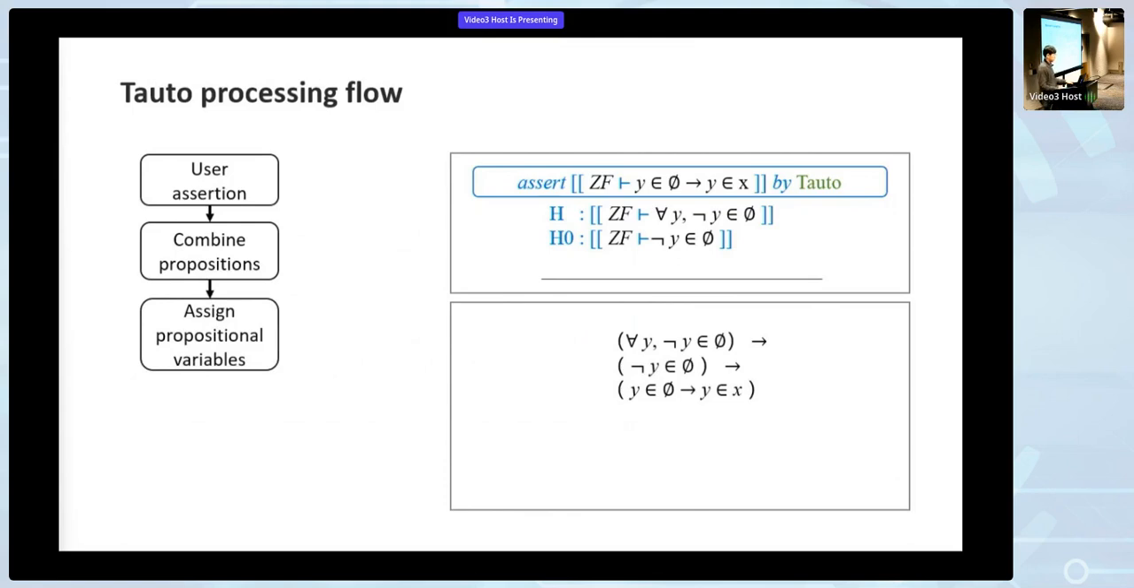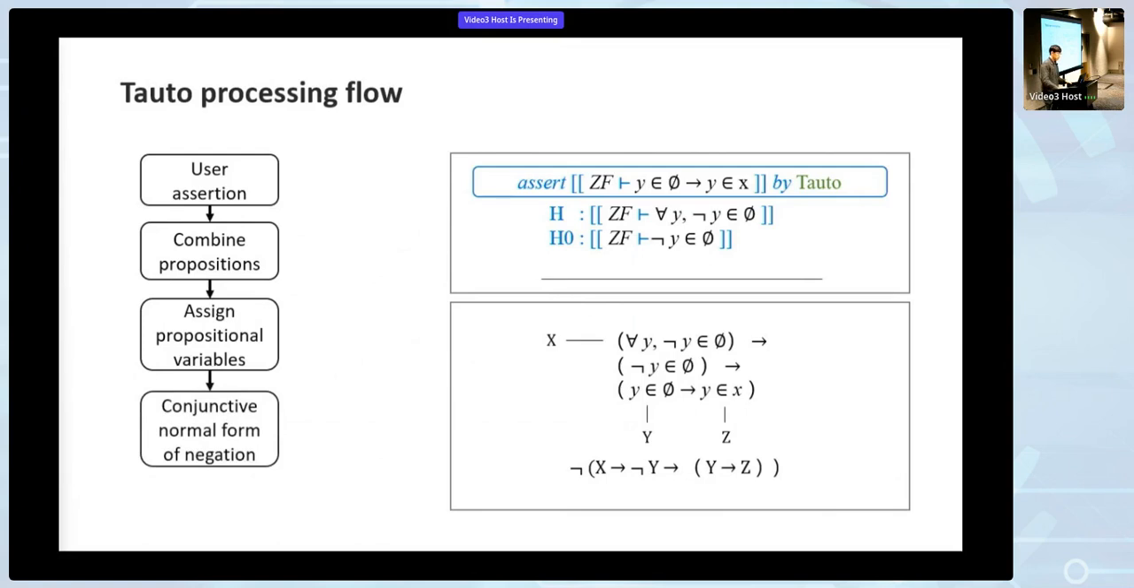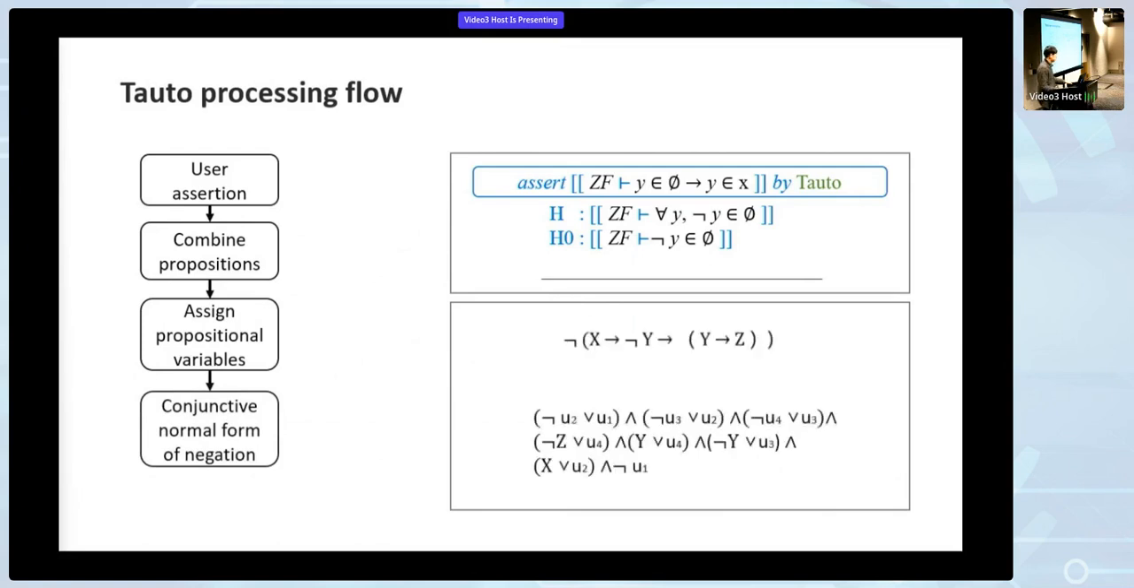And we will assign propositional variables to the quantified subformulas. For example, the first one starts with for y, so we assign a variable x to it. For the atomic subformulas, we also assign a variable called y, and the same for z. So we get a propositional logic formula in this form, and you will notice that there is a negation in front of it. That is because validity is equivalent to unsatisfiability.